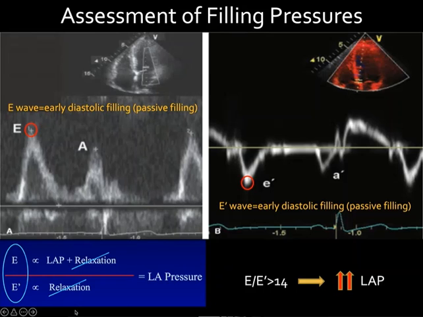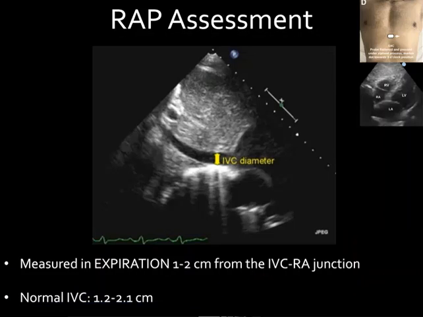And this is something you can also use at the bedside to get a sense of whether somebody's volume overloaded or not. Your CVP, I think we're all very comfortable using, the IVC, but you don't want to use it as the only assessment. But again, you want to look at it in expiration 1 to 2 centimeters from the IVC right atrial junction, and normal is 1.2 to 2.1 centimeters.